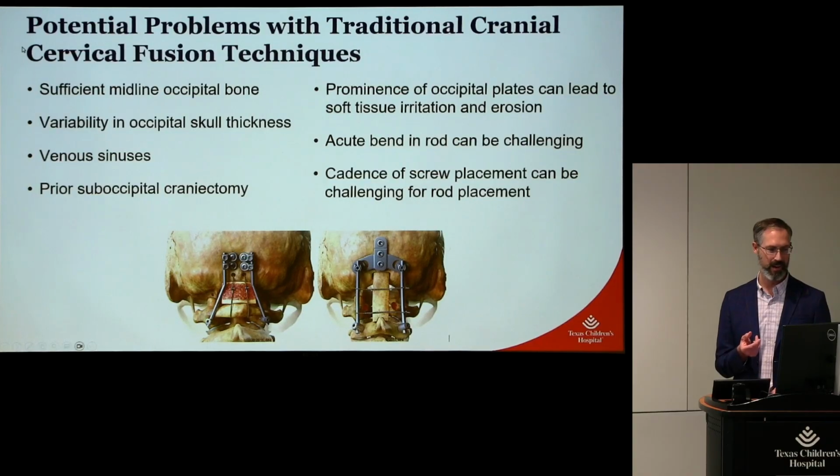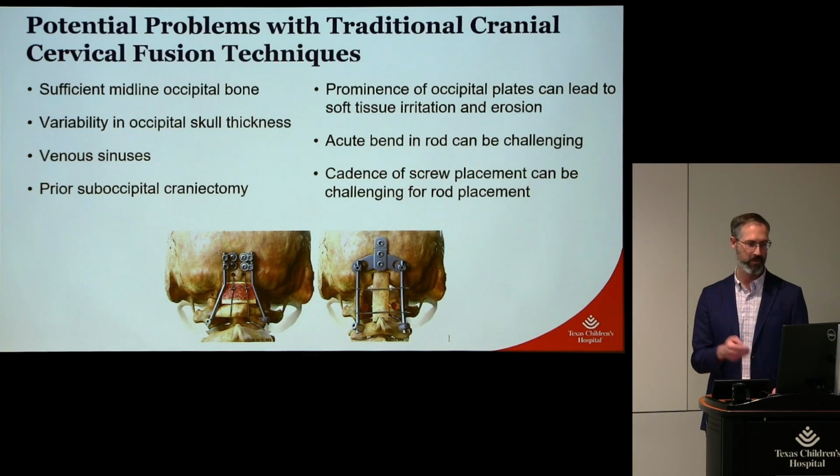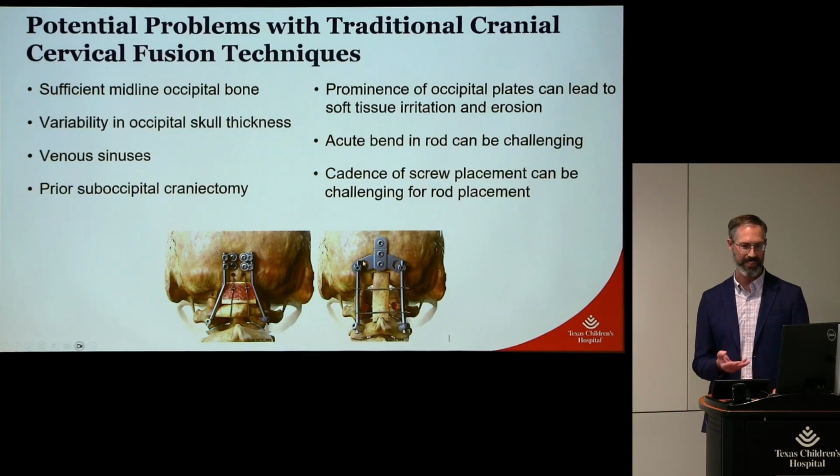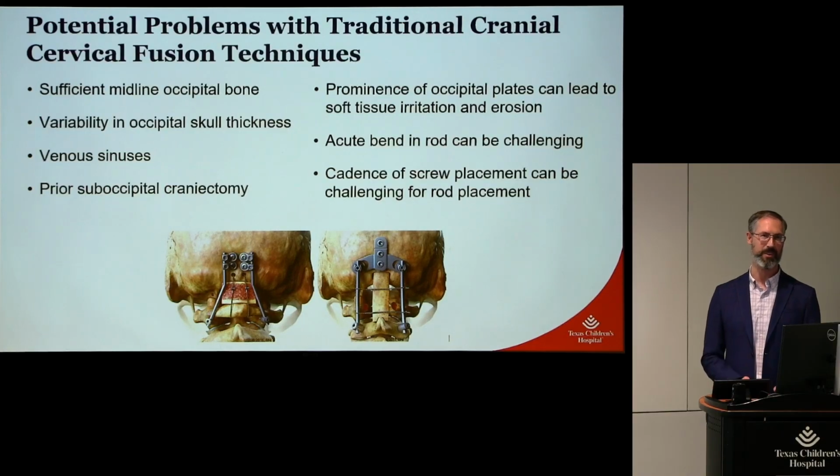And so we worry about the thickness of the skull bone. If you're very young, or if you have a genetic condition, the skull bone may be very thick or very thin. There are veins that are deep to the bone, and we want to make sure that we don't hurt these veins. If someone has had a Chiari surgery and already had some bone removed, then that may make it challenging to find a good place to put a plate or fixate the skull. These plates also can be irritating at times. Sometimes when we put these rods in, they can be challenging to put in, and so there are a lot of technical nuances that we think about.